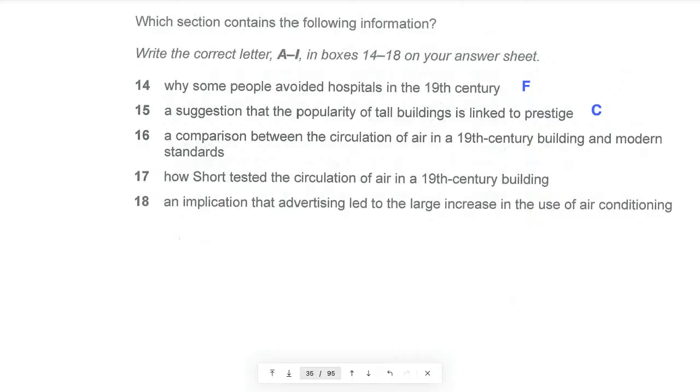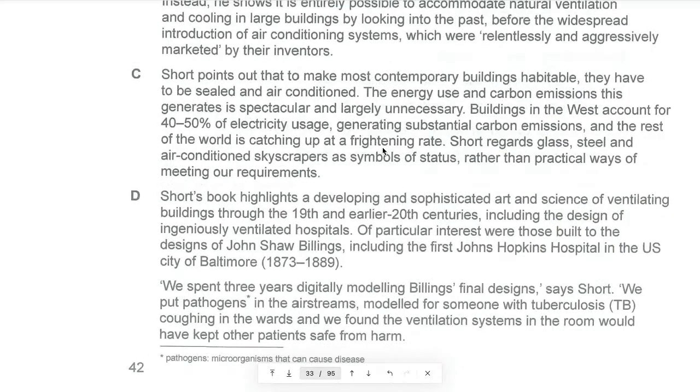The popularity of tall buildings here, you understand that is we have more and more, day after day, tall buildings like that, and they are built as symbols of status, not to meet the requirements. So here in this case, the popularity of tall buildings, it is kind of similar as what? Like the rest of the world is catching up at a frightening rate.